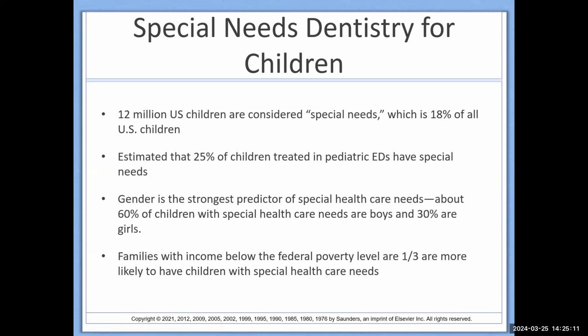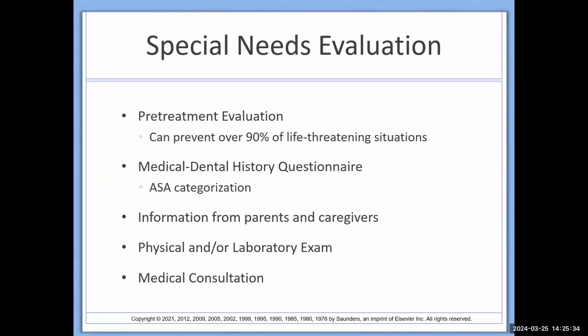It's estimated that 25% of children treated in pediatric offices have special needs. That's a quarter. Gender is the strongest predictor of special healthcare needs, because 60% of the kids with special healthcare needs are male and 30% are girls. Families with income below the federal poverty level are a third more likely to have children with special healthcare needs.